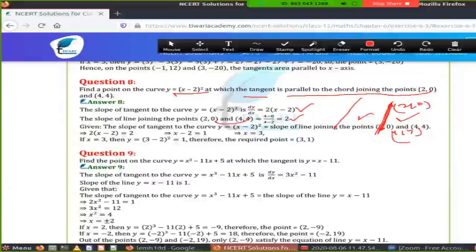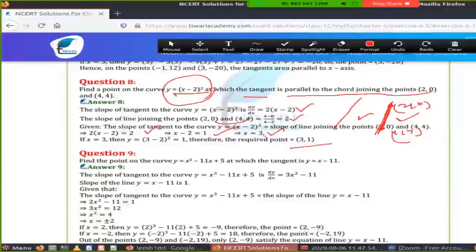Put them equal here and get the value of x, that is 3. If x is 3, then what is y? Calculate from the given curve equation. You will get y equal to 1. That is the point which you required.